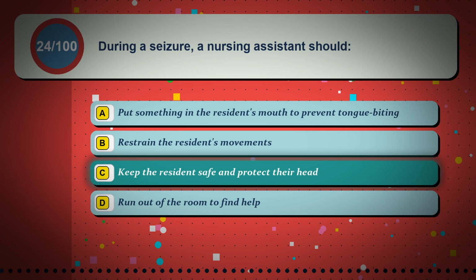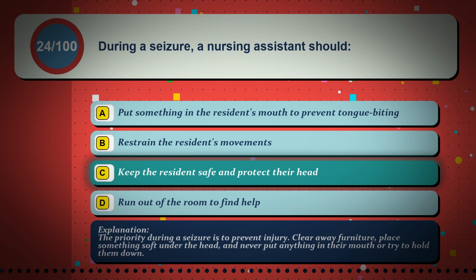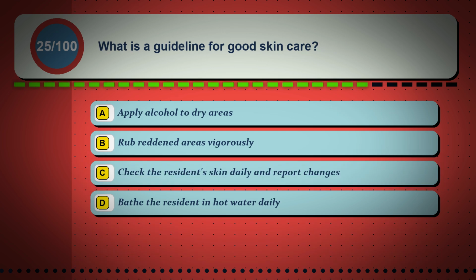The correct answer is option C, keep the resident safe and protect their head. The priority during a seizure is to prevent injury. Clear away furniture, place something soft under the head, and never put anything in their mouth or try to hold them down.